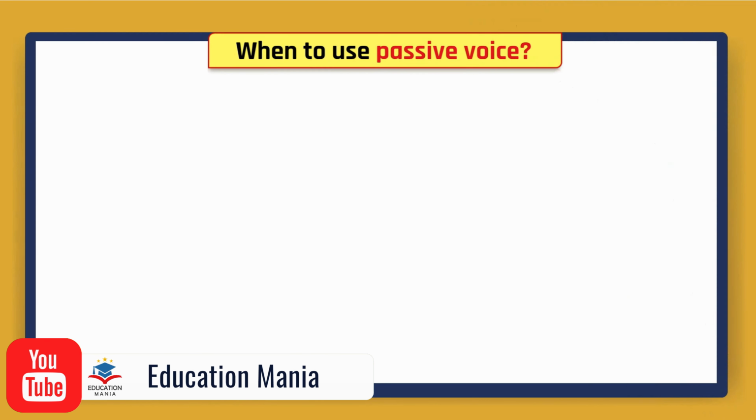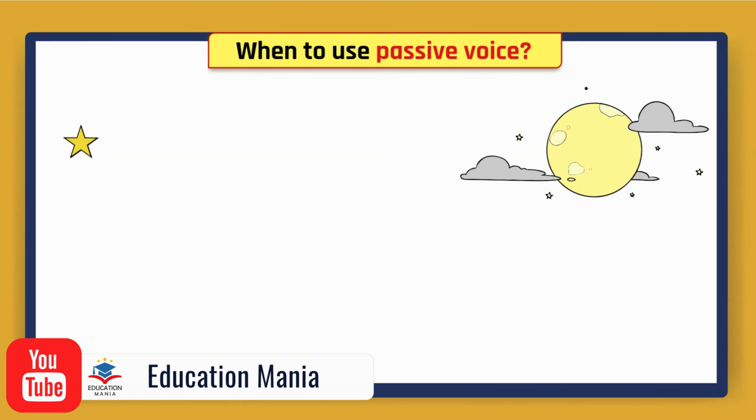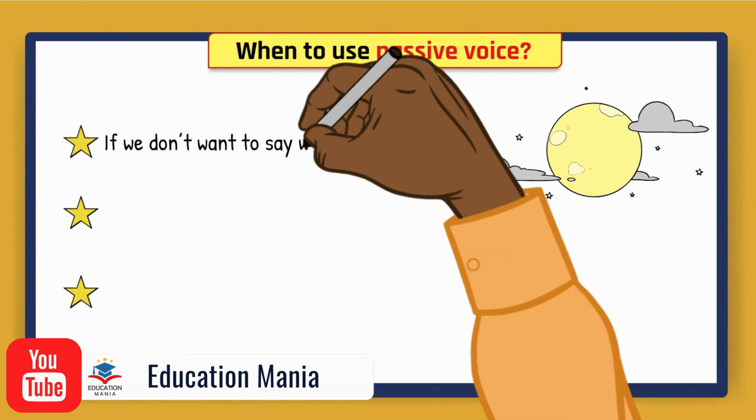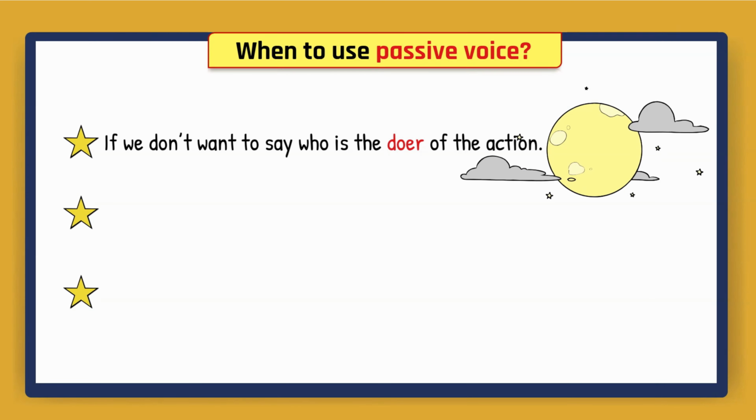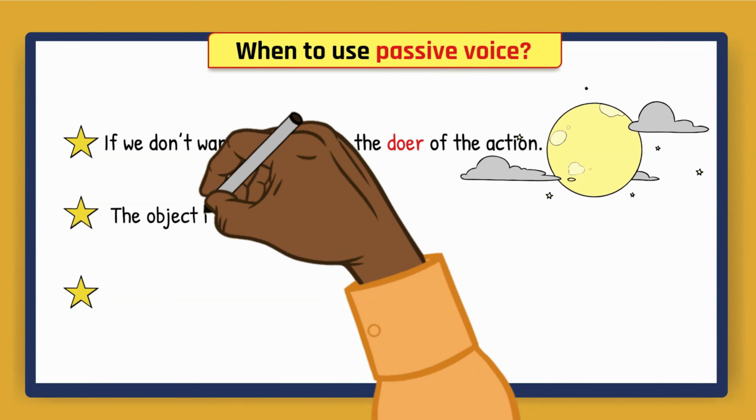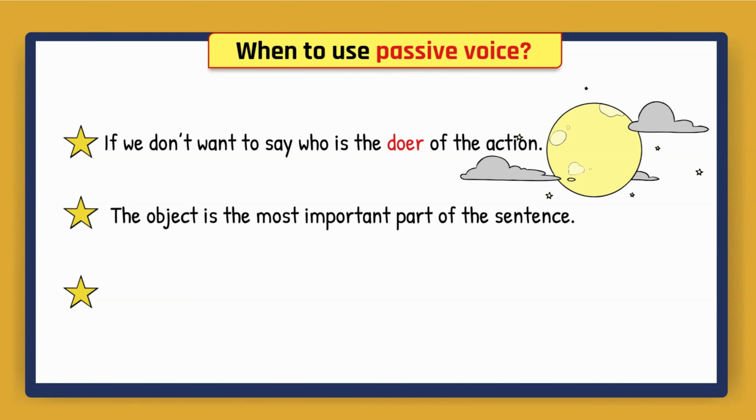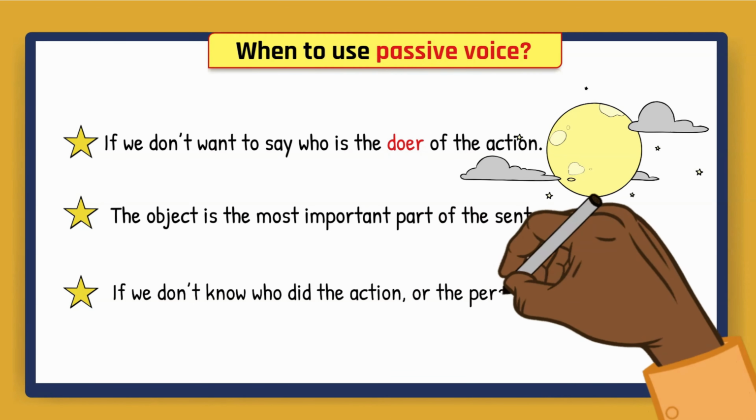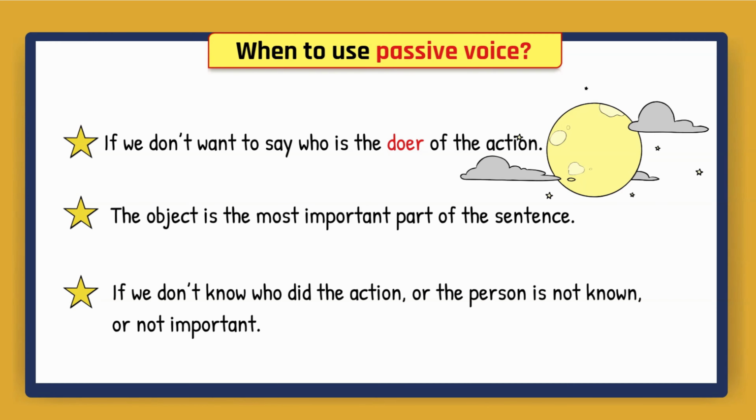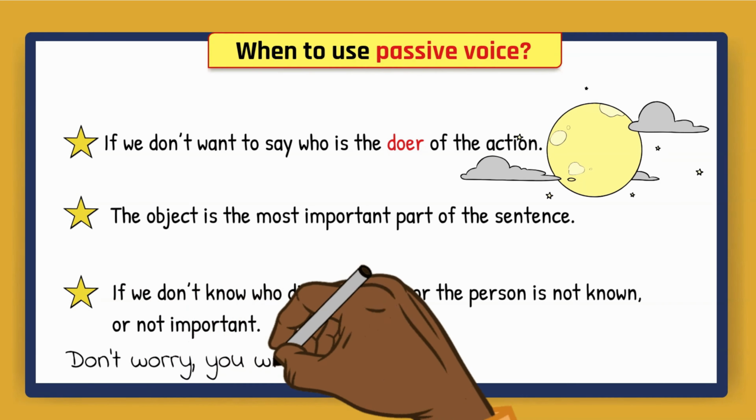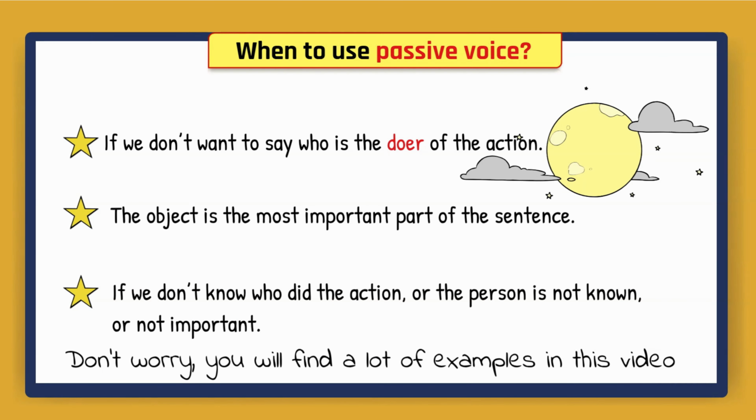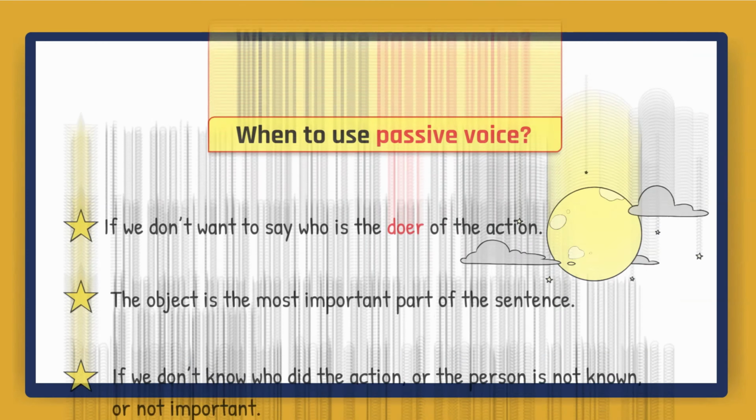When to use passive voice: if we don't want to say who is the doer of the action; the object is the most important part of the sentence; if we don't know who did the action, or the person is not known, or not important. Don't worry, you will find a lot of examples in this video.